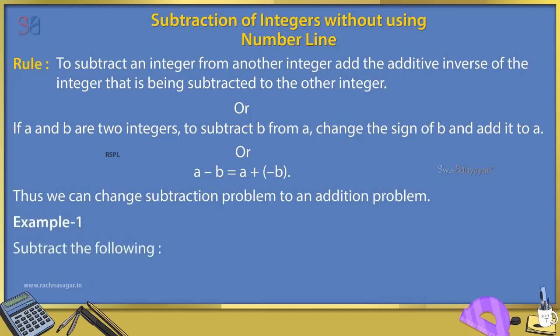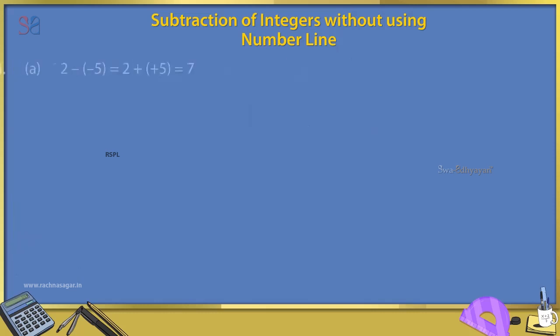Example 1. Subtract the following: A, -5 from 2. B, 4 from -3. C, -4 from -5. D, 7 from 3. Solution: A, 2 minus (-5) is equal to 2 plus (+5), is equal to 7.